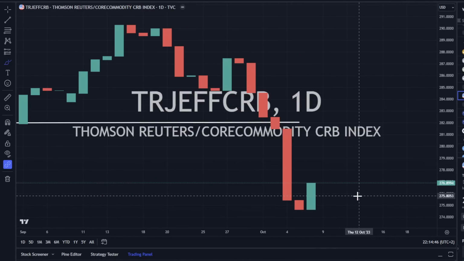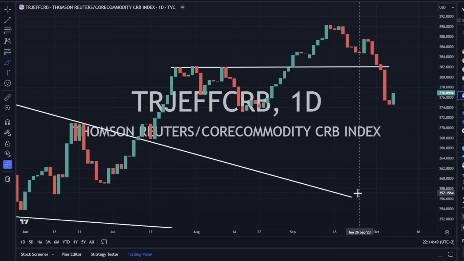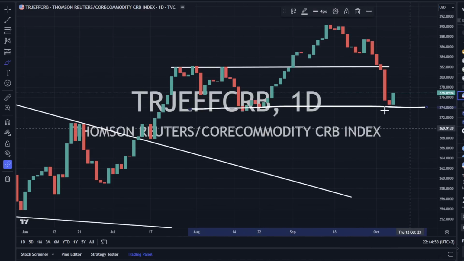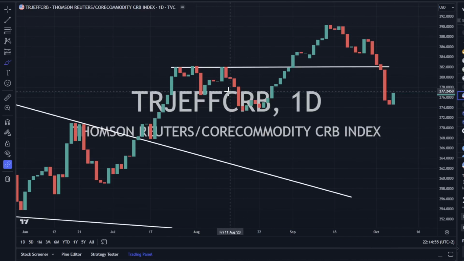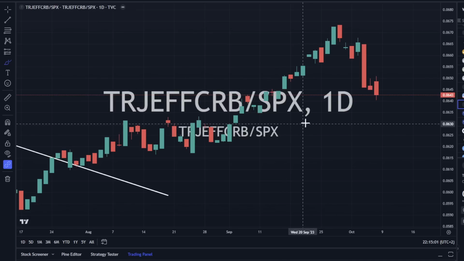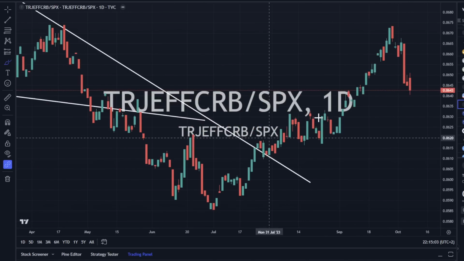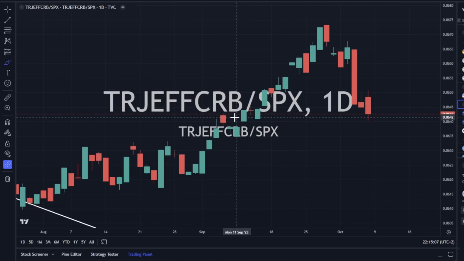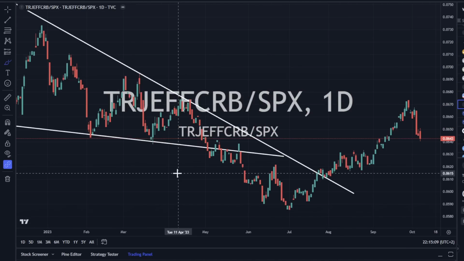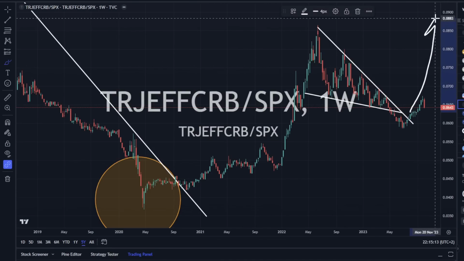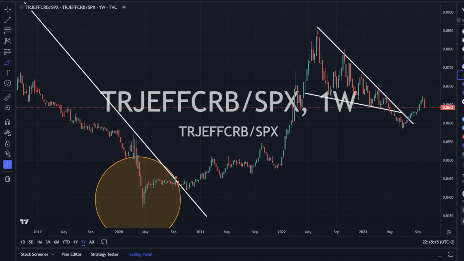CRB index getting a bounce. Did see strength today in crude oil. This is right at that support level that I was talking about, I think it was yesterday or two days ago, whatever it was. And we could get a bounce here, and we'll see how sustaining the bounce looks. CRB to S&P 500, still pulling back to some degree, but I do think it'll work its way on up with time. And it still looks favorable for commodities to outperform over the long haul.